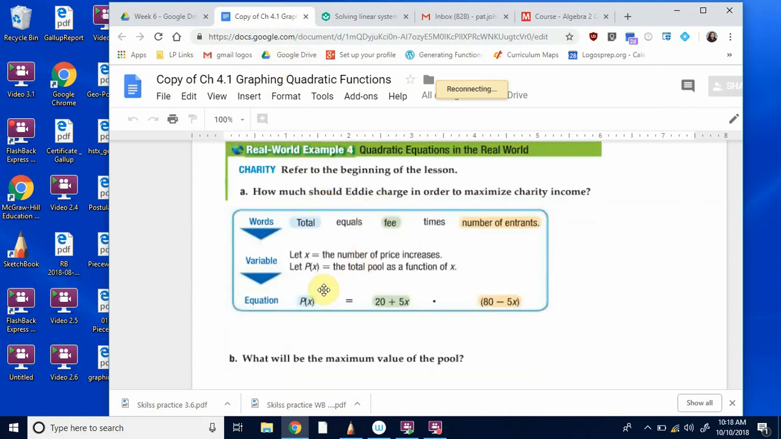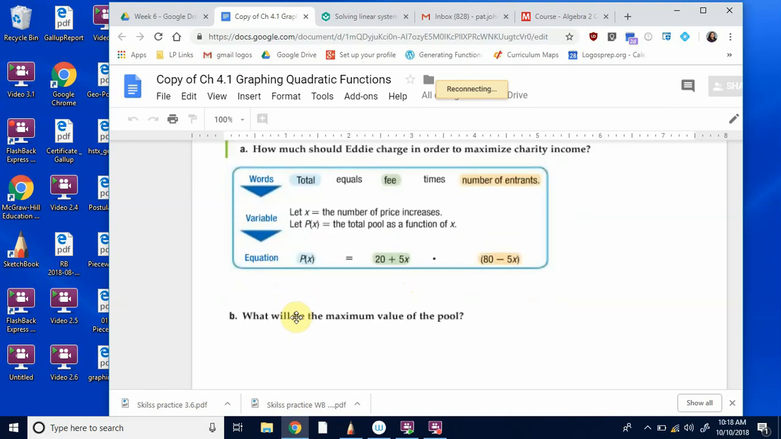So how much should he charge? So we know that the total is going to equal the fee times the number of entrants. So let x be the number of price increases. P of x be the total pool as a function of x, meaning the total amount of money that's going to come in. That's what pool means, not swimming pool. So we know we're going to have 20 plus 5 times the number of increases. But then we have to times 80 minus 5x, right?